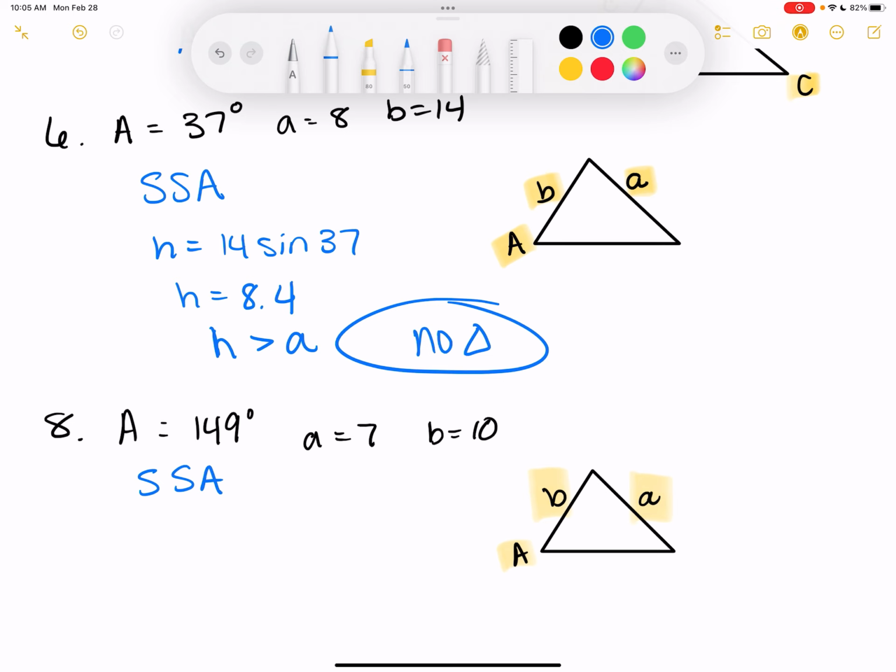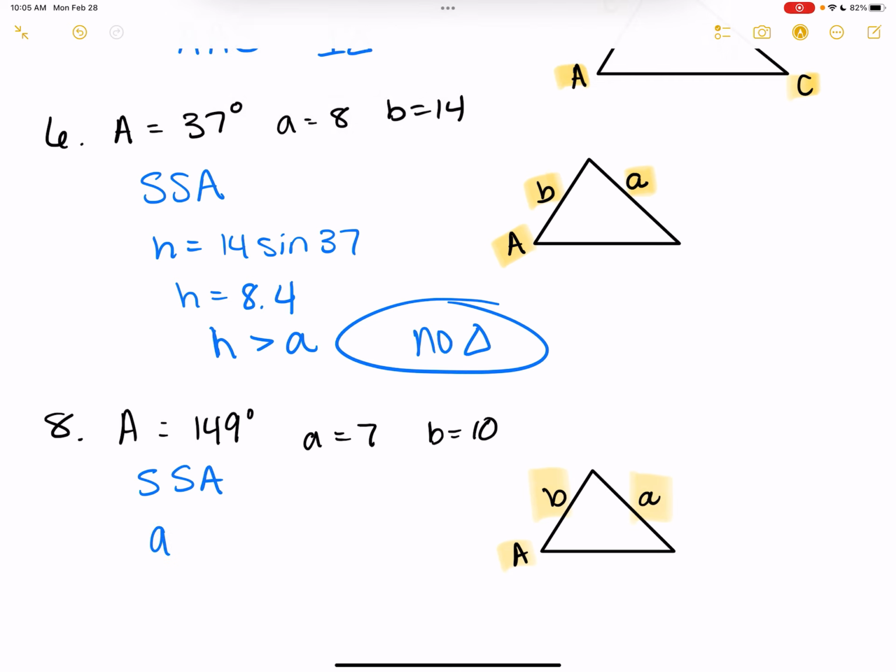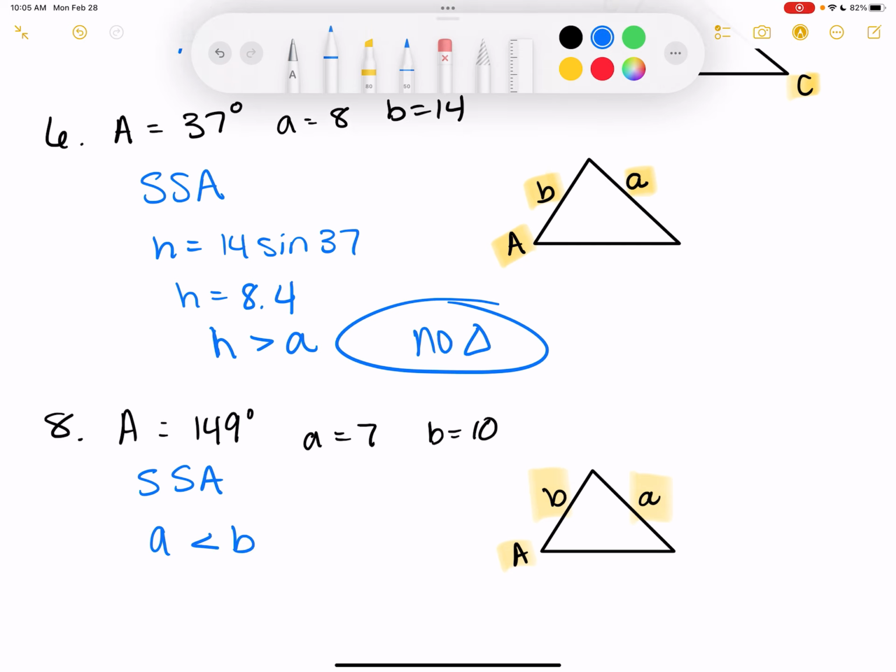So I'm looking for A in relation to B. Is A less than, greater than, or equal to? Less than. So A is less than B, meaning what? Obtuse can only be no or one. Oh, that's right. So it's no. I was trying to do it without looking at the triangle.